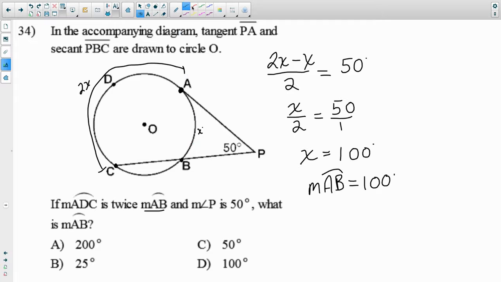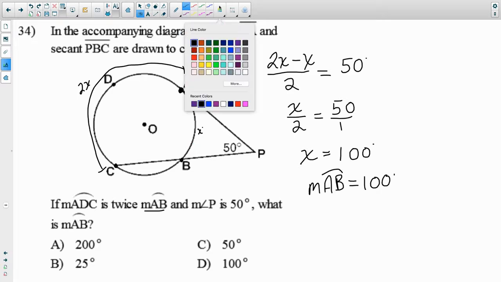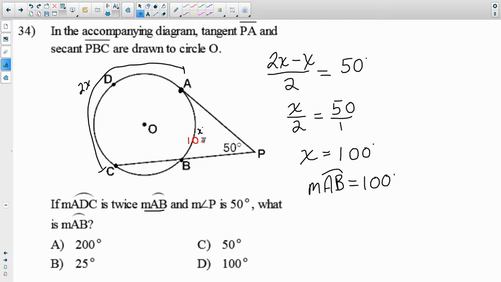And we can even go in here and check this and make sure that it's true. So if this is 100 degrees, that means this is going to be 2 times 100, which will be 200. So this makes sense because 200 minus 100 is 100. Cut that in half, and that's equal to 50, right? Works out.